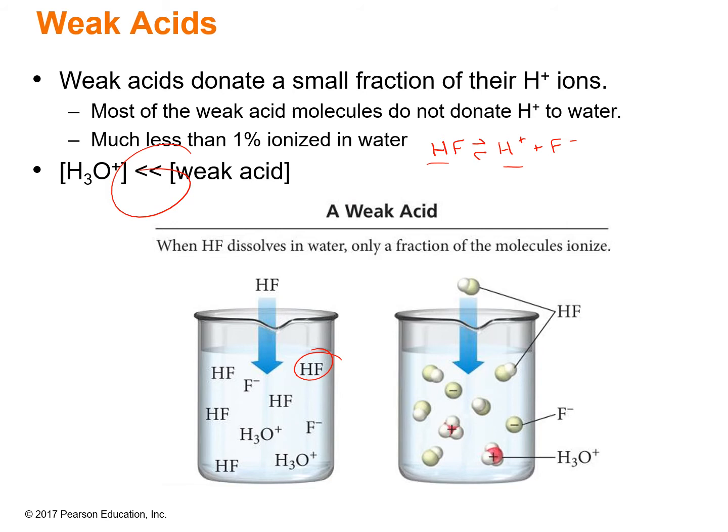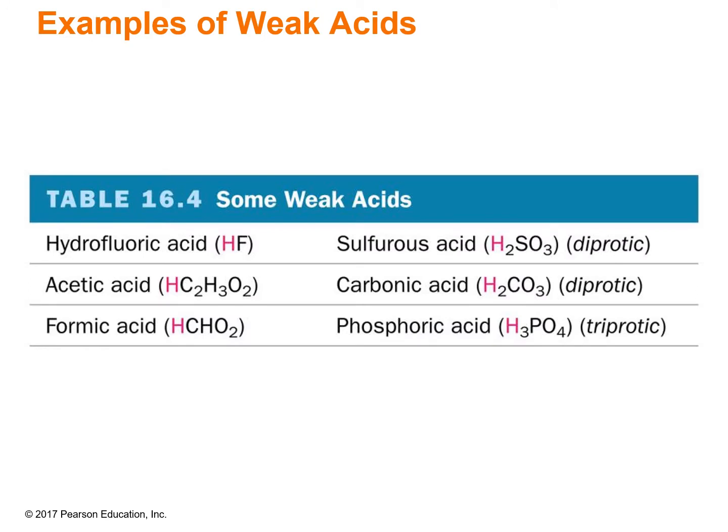Now, remember, with strong acids, you will still end up with some compounds that don't fully ionize. However, the majority of them will break up and ionize. Weak acids, however, will not. In fact, you have much less than 1% ionization of that species in water. These are some examples of weak acids. A great way to remember them is that if it's not a strong acid, it's a weak acid.